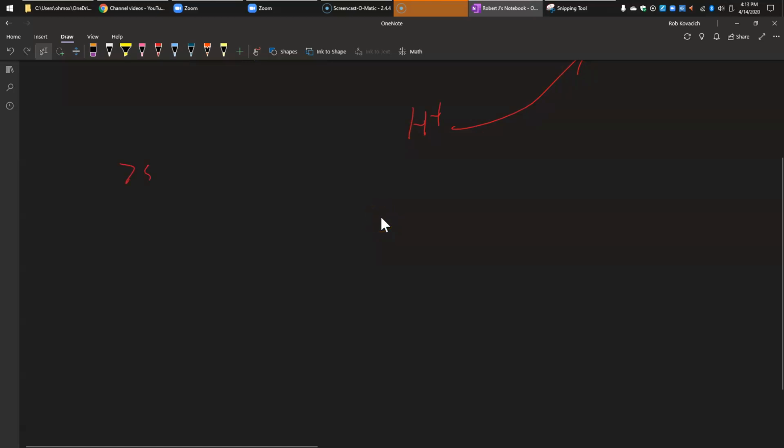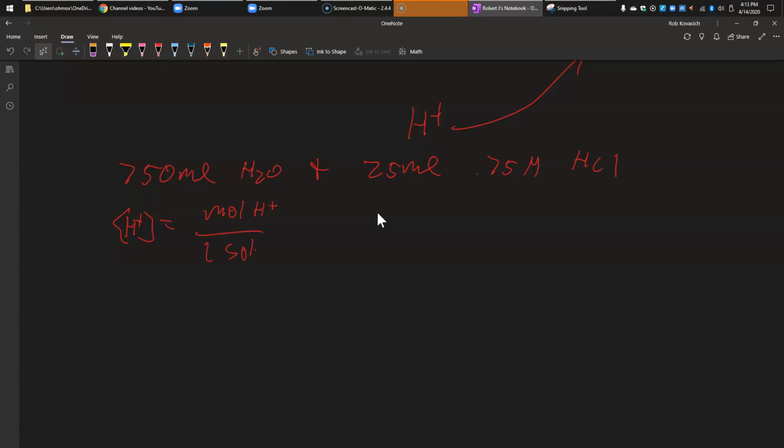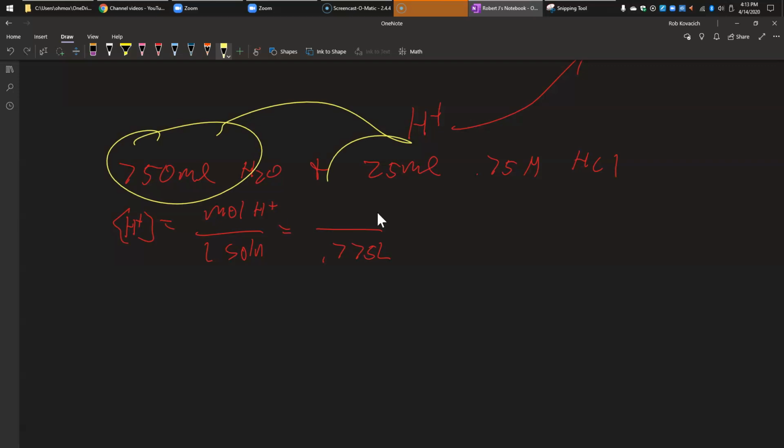if I had 750 milliliters of pure H2O and added, let's say, 25 milliliters of 0.75 molar hydrochloric acid, what's the pH of the solution going to be? So what you're trying to do is find the H plus ion concentration. To get that, you need moles of H plus divided by liters of solution. The liters of the solution in this case is going to be 0.775 liters. Are we okay with that? Yeah, because there's 775 milliliters.